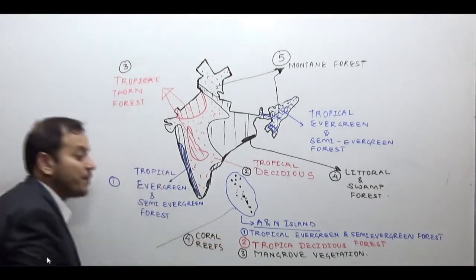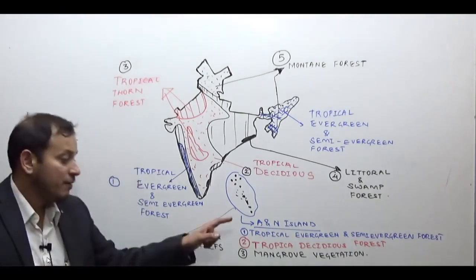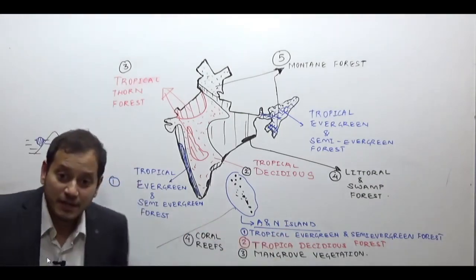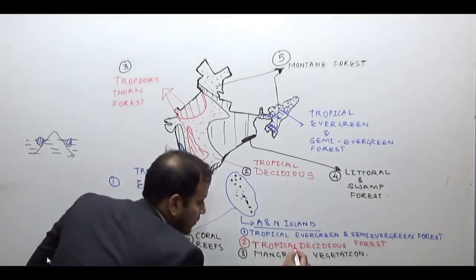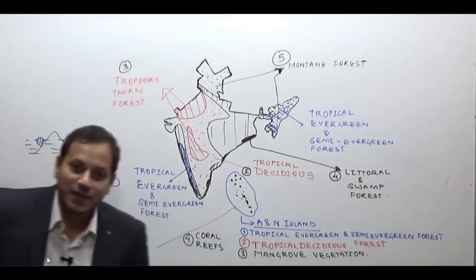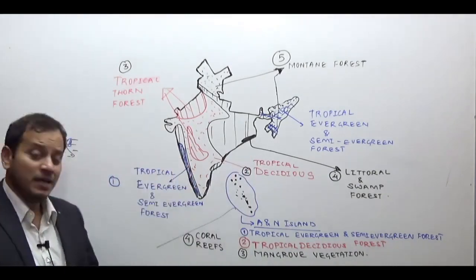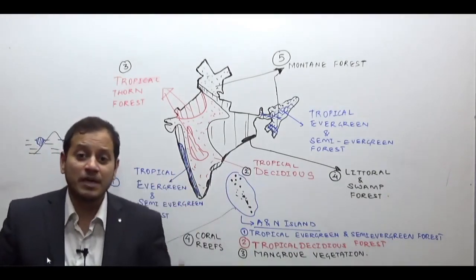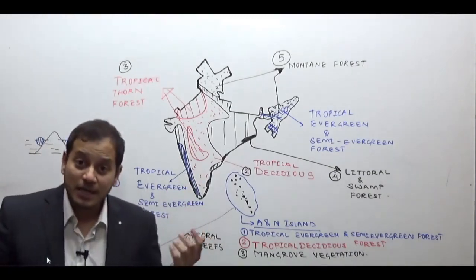So you see, Andaman and Nicobar Island is the region in India where tropical evergreen and semi-evergreen forest will be found, tropical deciduous forest will be found, mangrove vegetation will be found, and even the coral reefs are found in this region. So you'll find coral reefs, mangrove vegetation, tropical deciduous forest, as well as tropical evergreen and semi-evergreen forest even in the Andaman and Nicobar Islands.